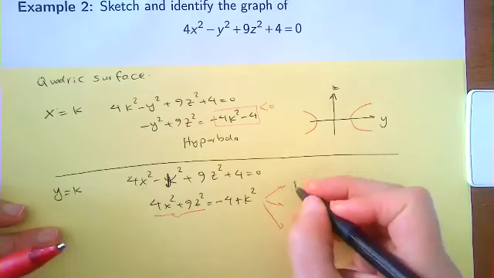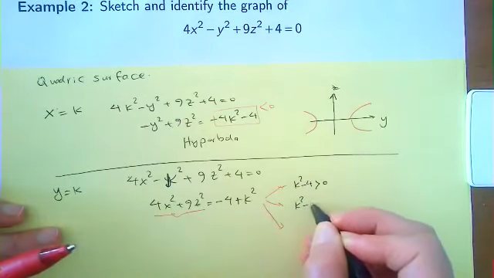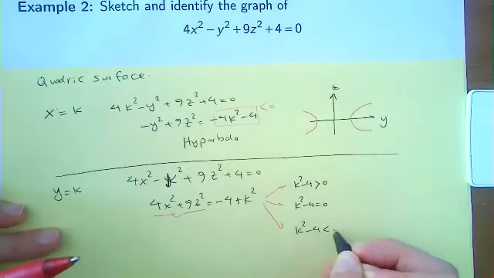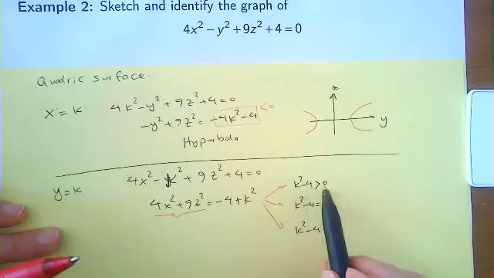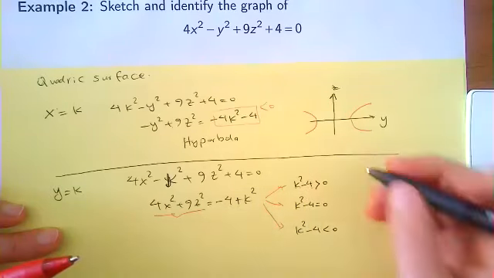One is that k squared minus 4 is bigger than 0. K squared minus 4 is equal to 0. K squared minus 4 is less than 0. K squared minus 4 bigger than 0 means the positive sign here. Therefore, that's an ellipse.